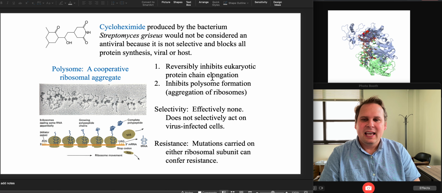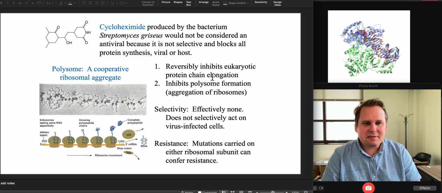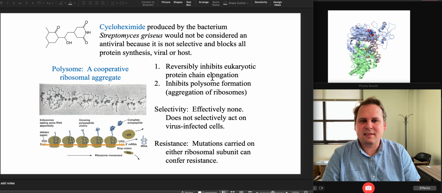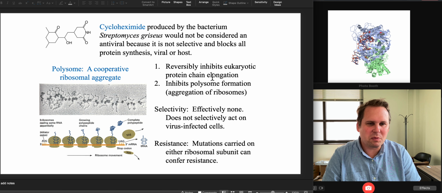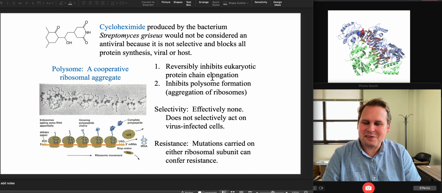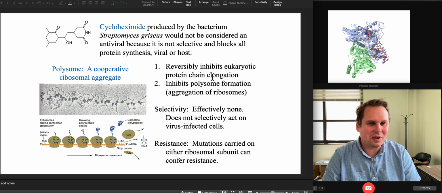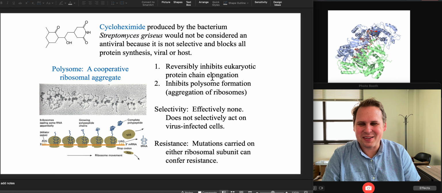So it is not a true antiviral because it hits the host just about as hard as it hits the virus. And so this is not something you'd ever want to use. This is a straight up poison and a pretty toxic one. And we would not want that.